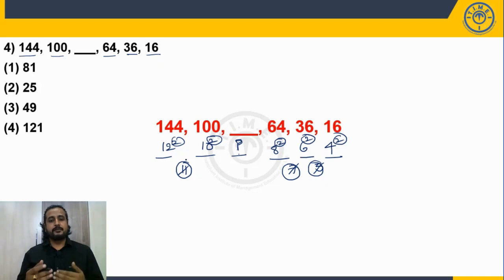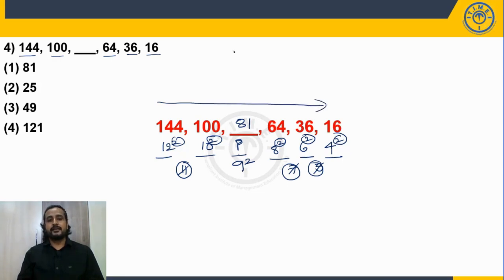So prime numbers are missing, which is nothing but we are taking composite number squares. So after 9, what is a composite number? 9. So 9 square will be 81. Clear? So what is my logic? Consecutive composite number squares in decreasing order.